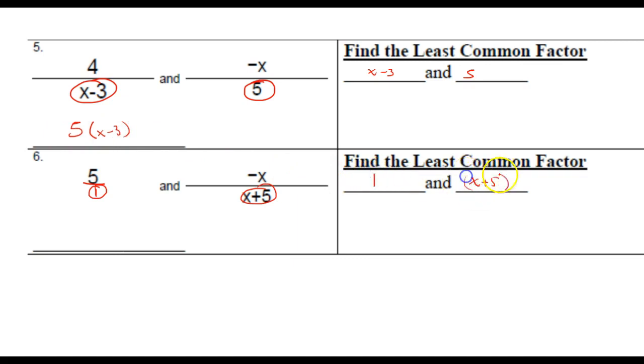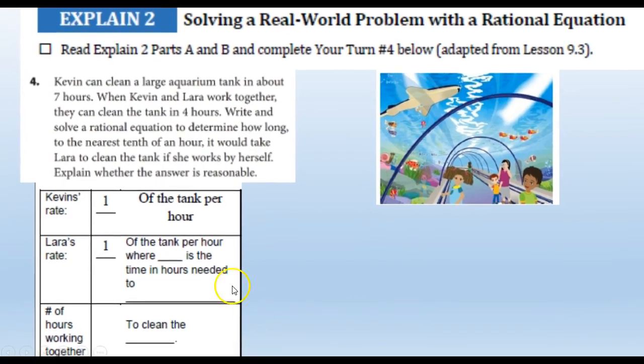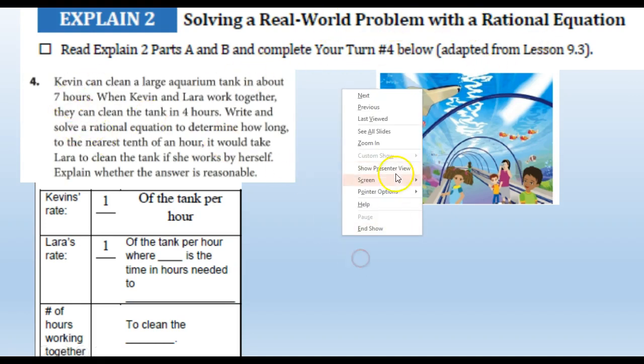Just like for this one, my least common denominator factor would be x times x plus 5. And this was very helpful when we did this problem here. So in your worksheet, I do provide a little bit of a graphic organizer to help you through solving a real-world problem with rational equations. So let's say, I'm going to put some stuff in highlight here.